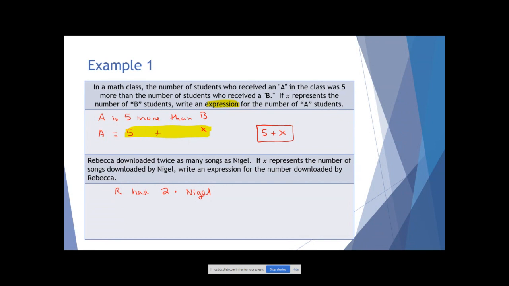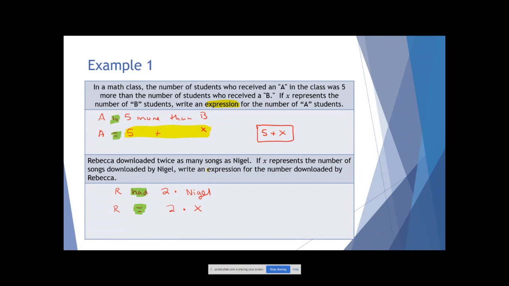Okay, so if X represents the number of songs downloaded by Nigel, so okay, that's X. And then now that means I have 2 times X. Write an expression for the number downloaded by Rebecca. So Rebecca, and the word has, that is an equal sign. Just like the word is. Those are equal signs. Basically, if you have a verb, this is how you can connect your language part of your brain to the math brain. Verbs like is, had, has, was, those kind of things, those generally translate into equal signs. So that's how I knew R equals 2 times X.